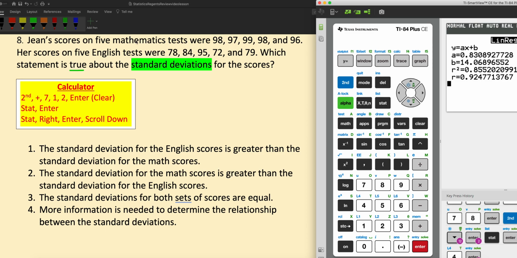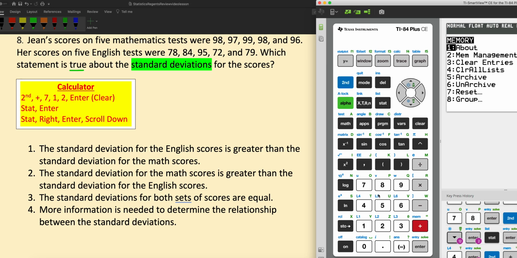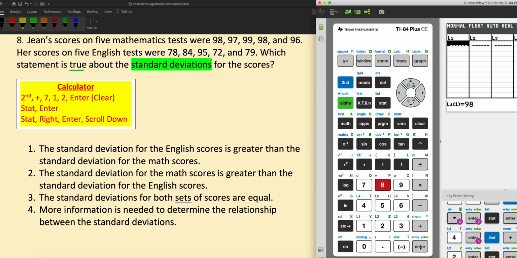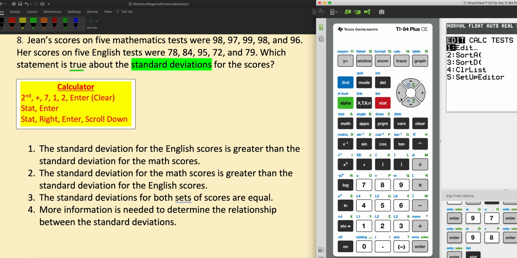You have two sets. You have a set for math, then you got to find the standard deviation for the set of English. Clear your calculator. Second, plus 7, 1, 2, enter, stat, enter. Everything goes in the L1, so we're going to do the math test first. So 98, 97, 99, 98, and 96. Okay. Stat, right, enter.